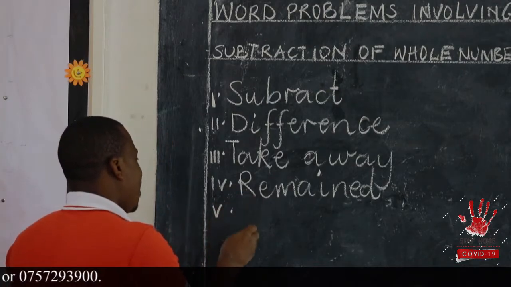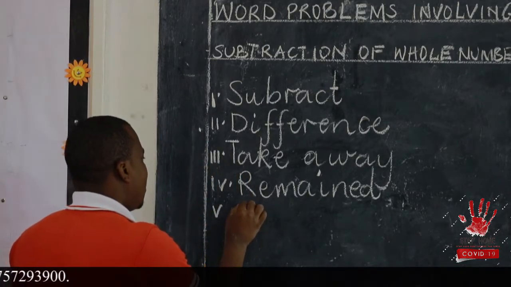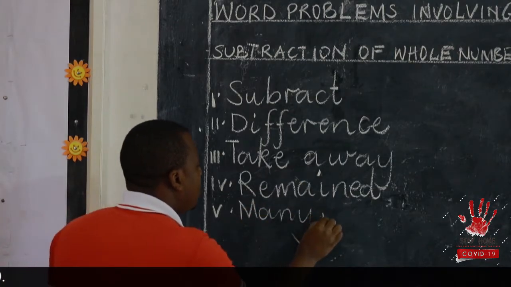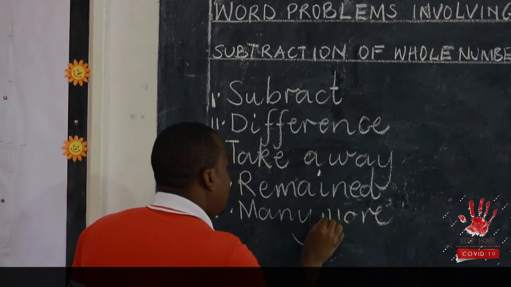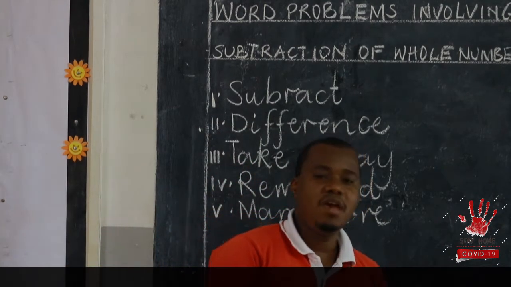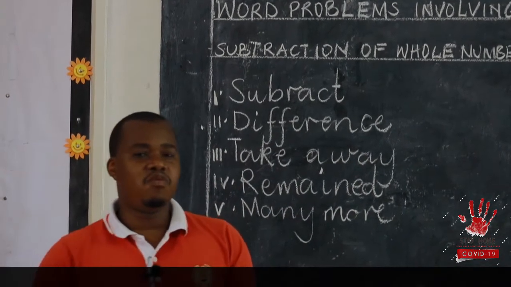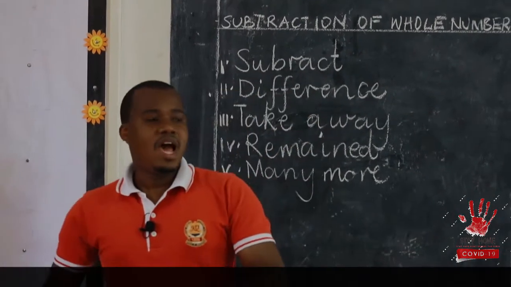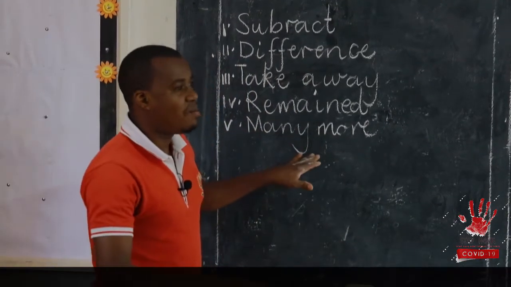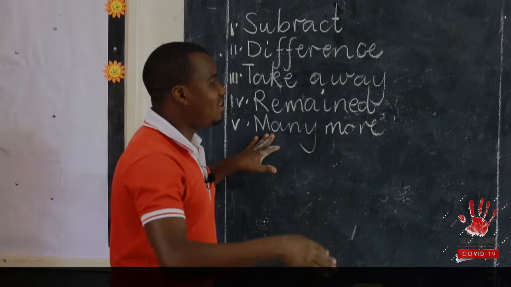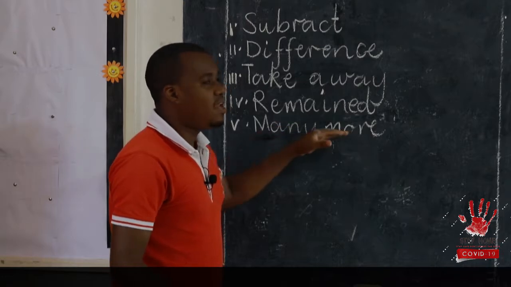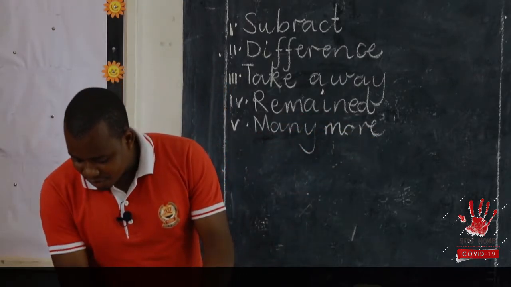Then I am giving you this as the last one. We have this one also used mainly in subtraction. Many more. How many more girls than boys? How many more liters of water? How many more leaves? How many more women than men? How much more, if we are talking about money now, and things like money and maybe liquid, how much more? How many more? So that calls for subtraction.